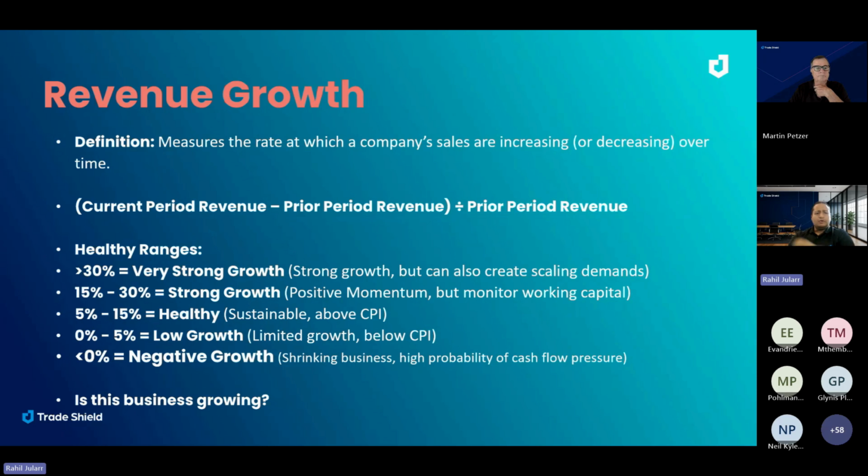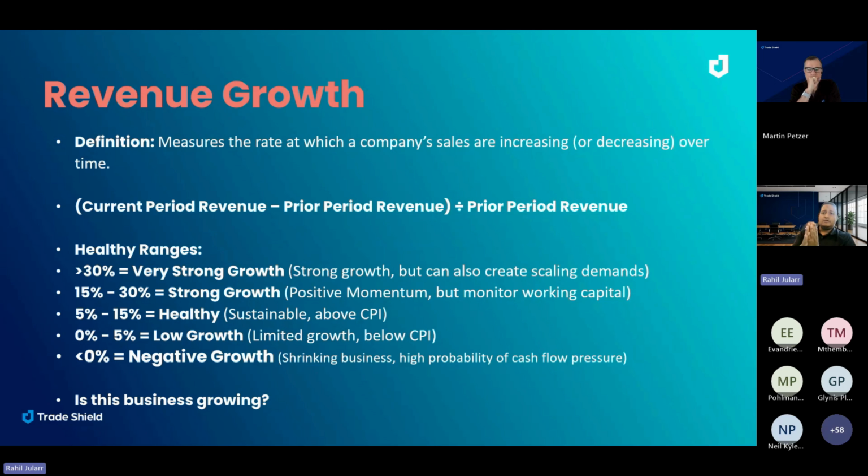As long as it's above CPI, it means that they're growing faster than inflation in the country. Once you start getting still positive, but lower than CPI, there is limited growth in the business. And when it's below CPI, you always ask the question, I can see you're growing, but you're not growing as fast as CPI, as fast as the general country is growing. And any negative growth, that's a shrinking business, and there's a high probability of cash flow pressure that we need to be aware of.